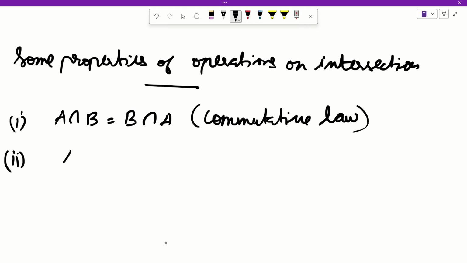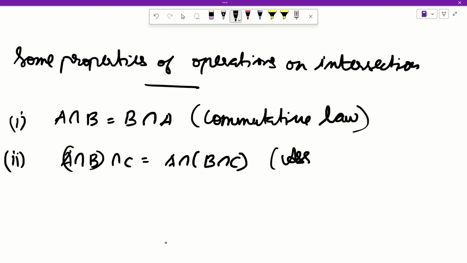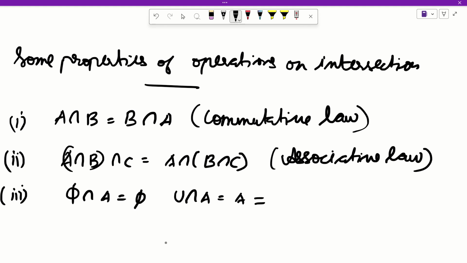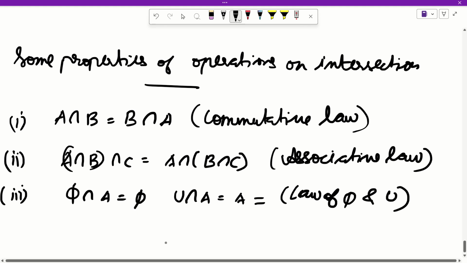Second one, A intersection (B intersection C) is equal to (A intersection B) intersection C, which is called the associative law. Third one, φ intersection A is equal to φ, and U intersection A is equal to A. That is the law of null set and universal set. It is called the law of φ and U.